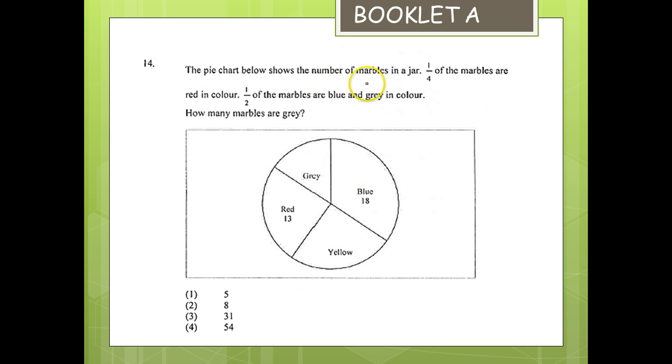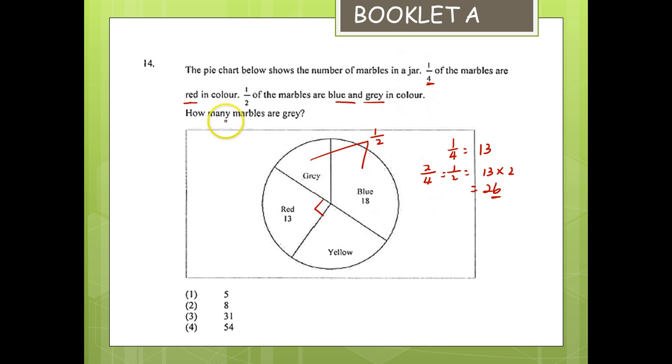Question 14. The pie chart shows the number of marbles in a jar. 1/4 of the marbles are red. So I know the red is 1/4. Half of the marbles are blue and green. So these 2 are half. Right? So I know 1/4 is 13. So half will be 13 times 2, which is 26. How do I get this? Half is the same as 2/4. So 1/4 is 13, 2/4 will be 26.